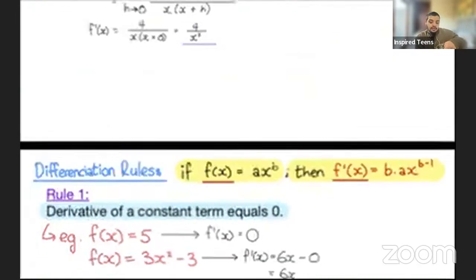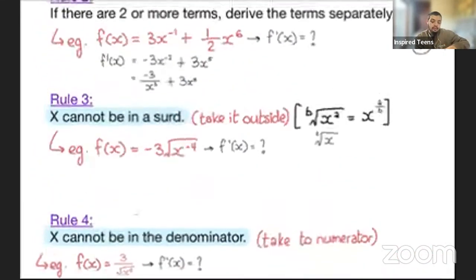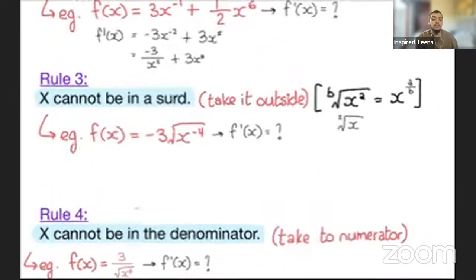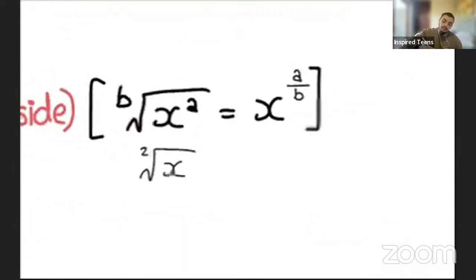So the first one was the derivative of a constant term is equal to 0. Now we're having another rule, x cannot be in a surd. So if we want to find the first derivative of an equation and x is in a surd, we cannot have that. We have to take it outside of the surd. So how do we do that? Let's have a look at this example. How do you take something out of a surd? By creating a fractional exponent. A fractional exponent, just a fancy word to say that there's a fraction inside of the exponent.